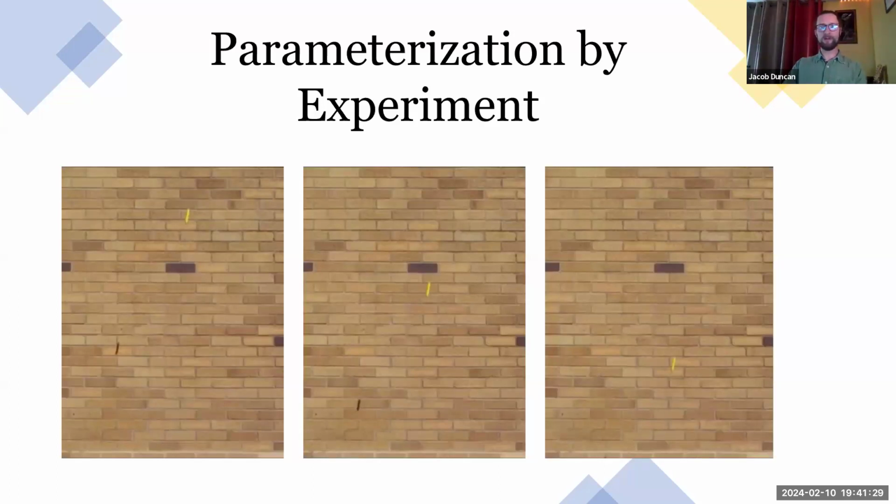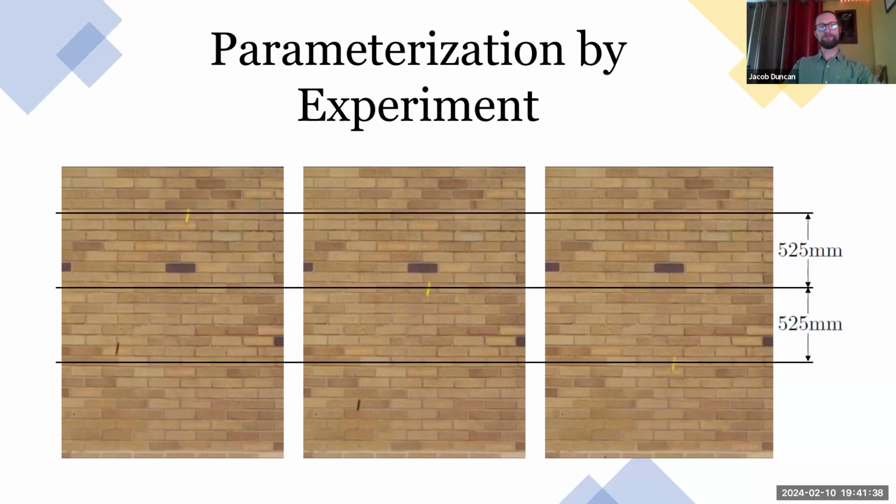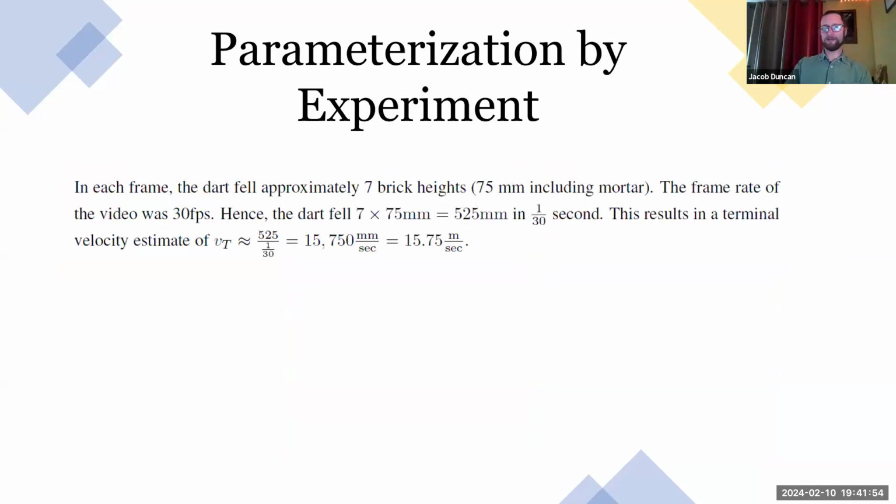So standard frame rate is 30 frames per second, so that the time between each frame is 1/30th of a second. And what we do is count the number of bricks really that the dart has fallen by. And then we measure the thickness of the bricks, including order, so we get an idea of how far it's fallen each time. And so then it's just velocity equals distance fallen per time to get an estimate of the terminal velocity. So this is just an example calculation here.